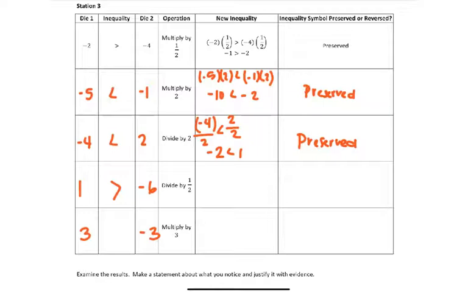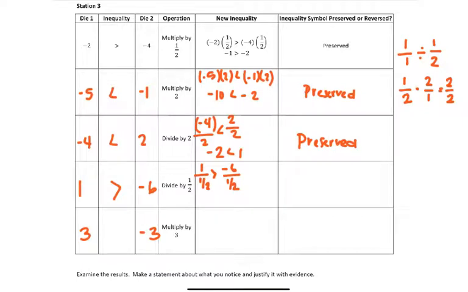Now, the operation they ask us to carry out is to divide both of these numbers by 1/2. So I am going to divide 1 by 1/2, but I'm going to keep my inequality symbol the same for now until I know for sure whether or not I need to change it. Remember that we have 1 over 1 right now, and it's being divided by 1 over 2. When we divide fractions, we flip the second fraction, so 1 over 2 becomes 2 over 1, and we multiply.